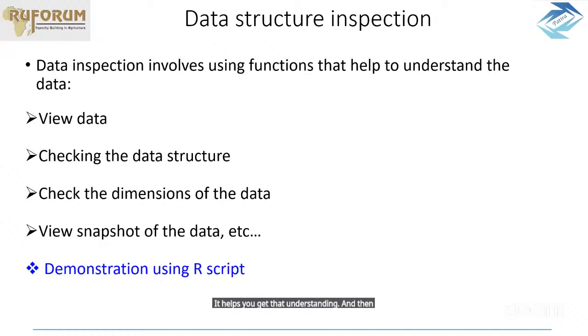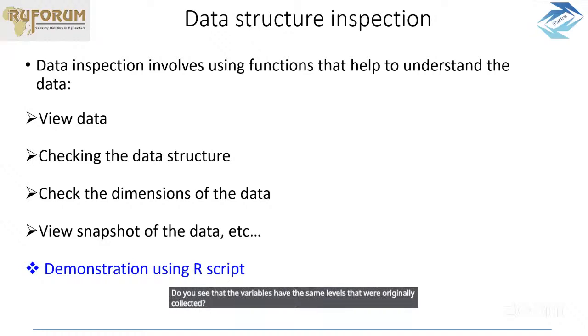And then you can also check the general structure of the data, meaning you can see the structure of the variables within that data set to make sure that variables that you expect to be numerical, for example, are being captured as numerical variables. How many levels are there? Are they captured as they appear, for example, in the metadata? In our case, our metadata we saw yesterday was in the form of a data dictionary. Do you see that the variables have the same levels that were originally collected? Or do you see that some are missing?